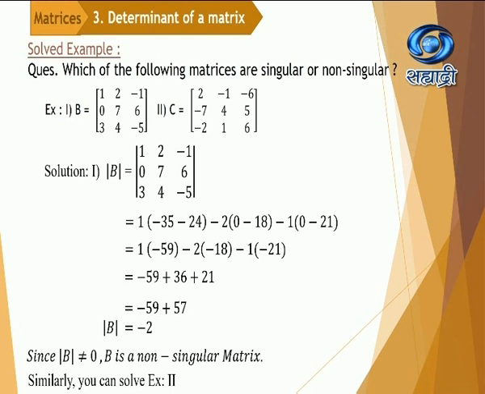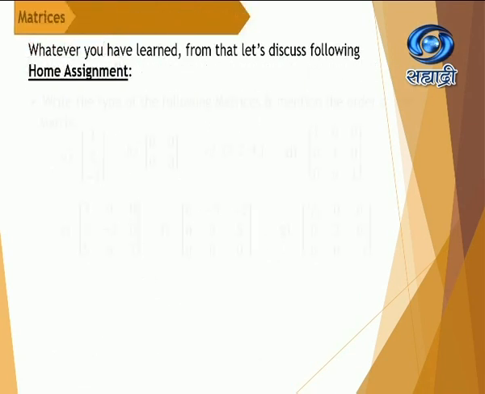Similarly, you can solve example number 2: for determinant C, get the value and check whether the value is 0 or non-zero. If it is 0, then singular. If it is non-zero, then the matrix is non-singular.